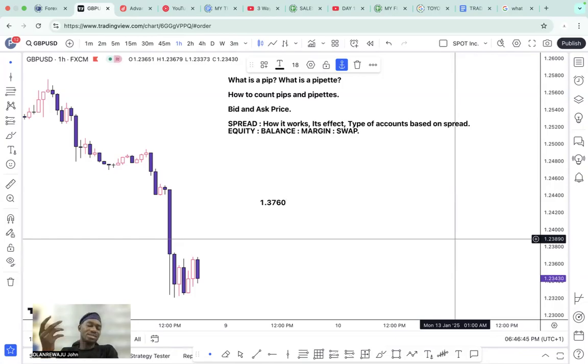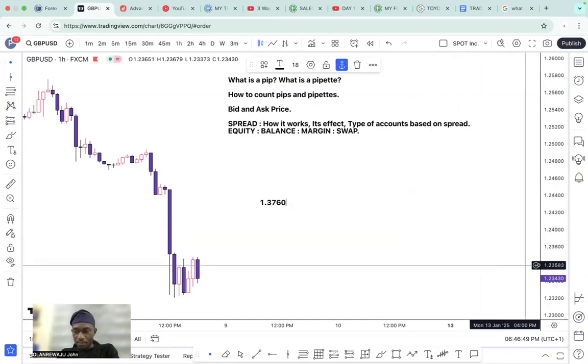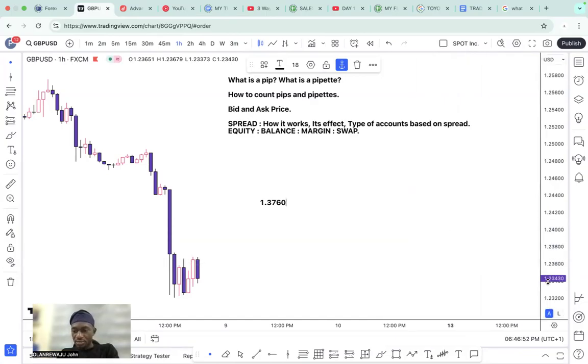I think the best illustration is actually seconds and minutes. So currently right now, we can see that the price is 1.23439. That last number is the pipette. So when it moves from 0, 1, 2, 3, 4, 5, 6, 7, 8, 9, then it jumps to the pip. Like seconds and minutes, 60 seconds make 1 minute. So 10 pipettes make 1 pip.